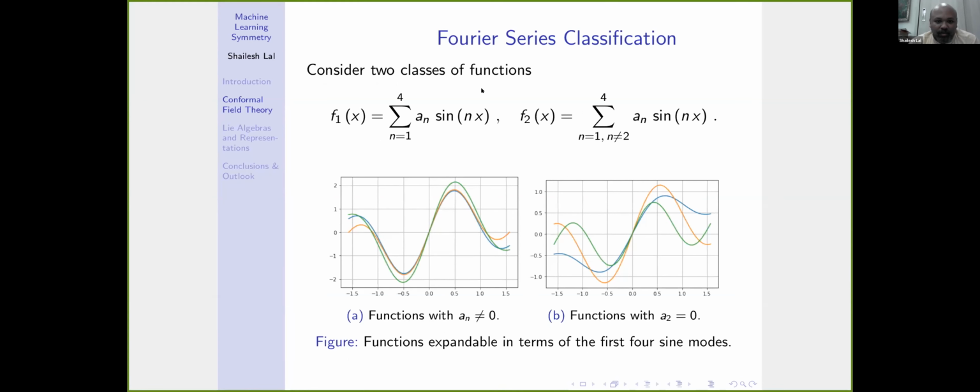So here's the data set. You consider essentially 2 classes of functions which have a Fourier expansion, but in the first class the second Fourier mode is present, and in the second class it's absent. You can see some example plots of these functions. They are both odd functions. This is where it's present, and this is where it's absent. And I'm not really a gambling person, but I wouldn't like to bet on my chances of telling one apart from the other.